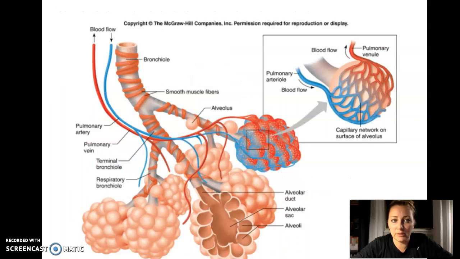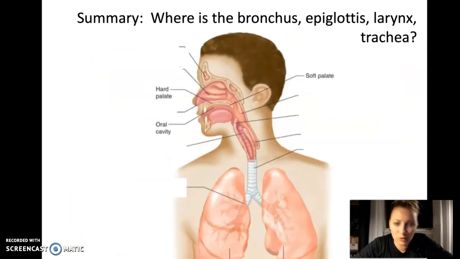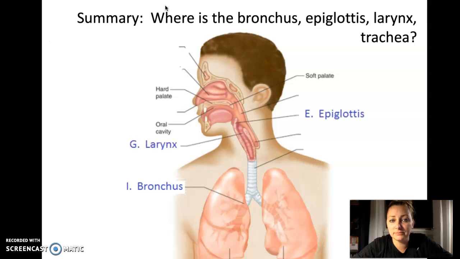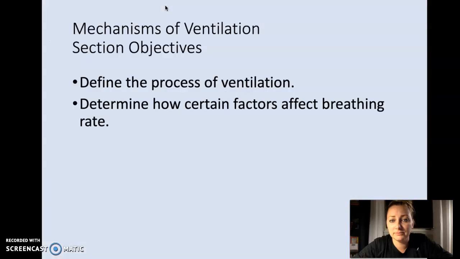Okay, this is another one that you can pause and take a look at. I've only got 2 minutes left. Where is the bronchus, epiglottis, larynx, and trachea? Okay, we ended up having enough time.